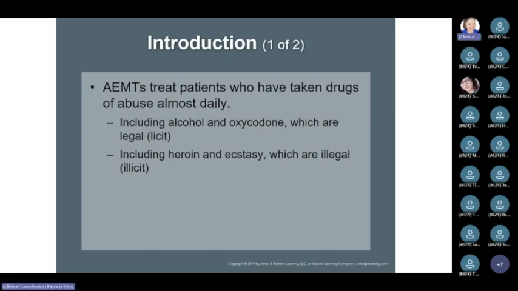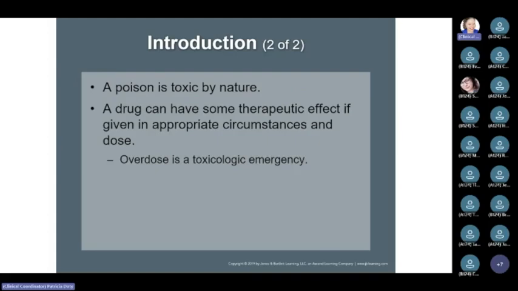And so when we run into these people who overdose on these medications, we have to be able to figure out how to reverse that effect. And in some cases, if we can't, that's to the detriment of the patient. So we have to be able to recognize these immediately and know what's going on.